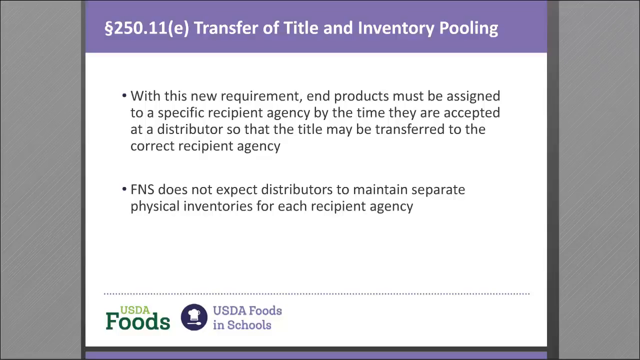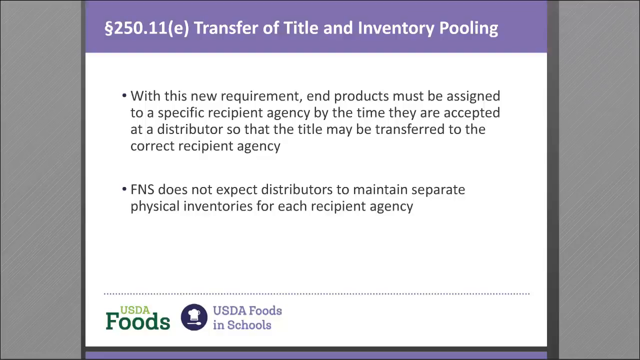Recipient agencies may have to be more proactive with their ordering to ensure that they receive their end products in a timely manner. Alternatively, recipient agencies may need to alter their contractual relationship with their distributor to allow the distributor to order products on their behalf and deliver them when needed. In these cases, recipient agencies will need to diligently track their USDA foods to ensure that they receive their full value of USDA donated foods.